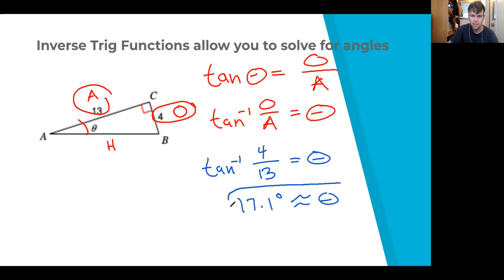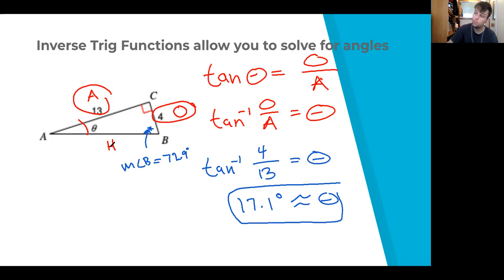Once we have this other angle, it would be pretty easy for us to figure out angle B here if we wanted to. B is actually complementary to the one we just solved for, because these have to add together to be 90 degrees so that our triangle sum theorem would hold. So I could just take 90 minus 17.1 and figure out that the measure of angle B would be approximately 72.9.